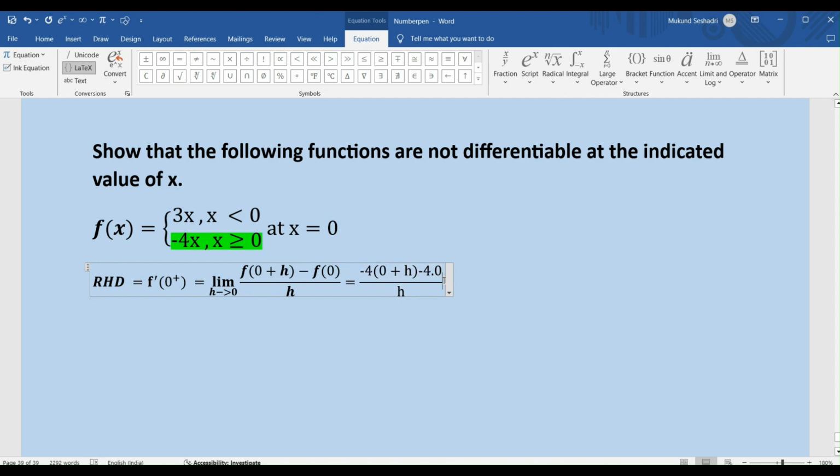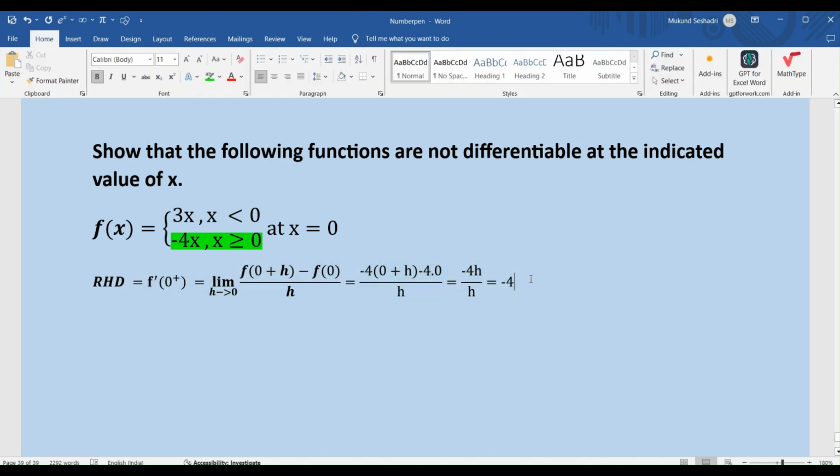So my first part of the numerator is minus 4 into (0 plus h), which is minus 4h. And then I have a 4 into 0, which I can skip because it is equal to 0. Then I'm left with minus 4h divided by h, which is equal to minus 4. So my RHD exists. There is a finite limit for f dashed of 0 plus, which is equal to minus 4. Now let us go ahead and do our LHD.